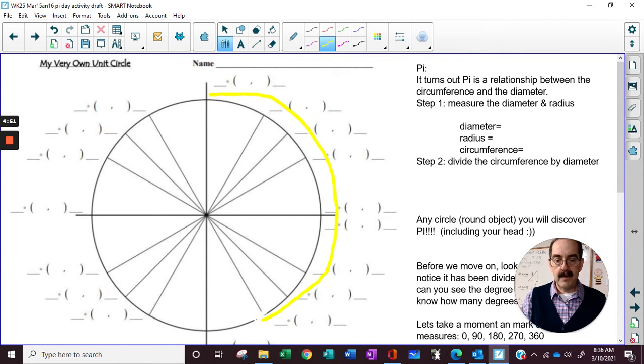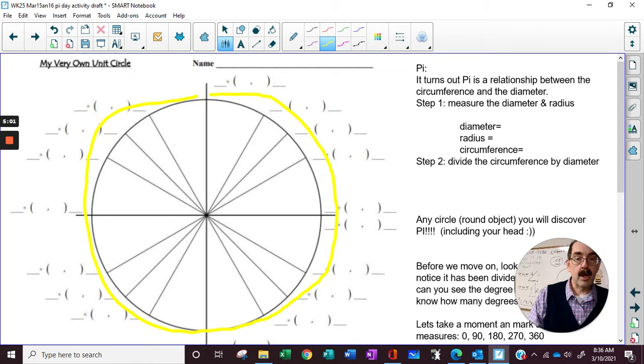So, circumference is the distance around. Okay? Now, if you remember back a while, we talked about in math positive and negative. Counterclockwise is positive. So, draw a circle around and go counterclockwise. That's the circumference, okay?